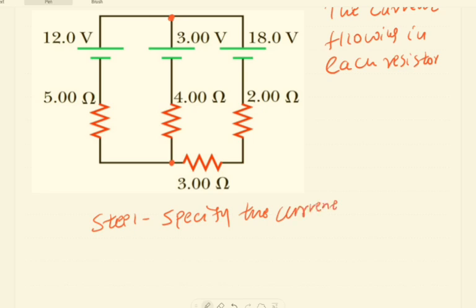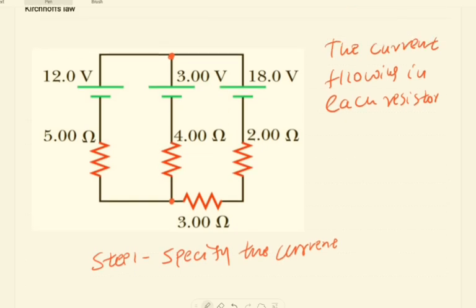Now the currents we specify at the junction points: one should be into the junction point and the other should be out of the junction point. Let's suppose the current is flowing in this direction, so let's call it I1. Then of course the current leaving the junction point is I2, and at this point we have I3.